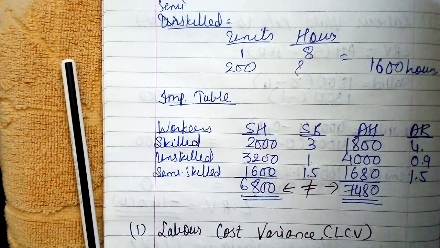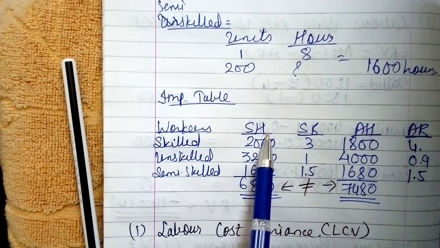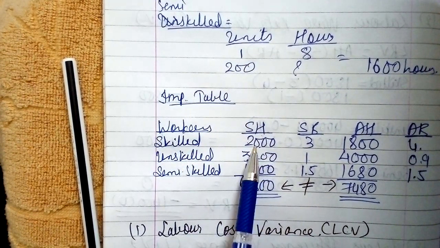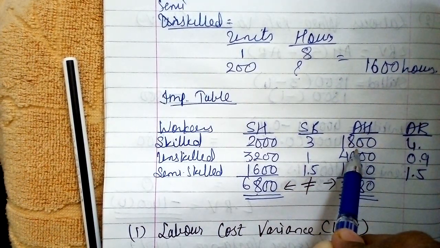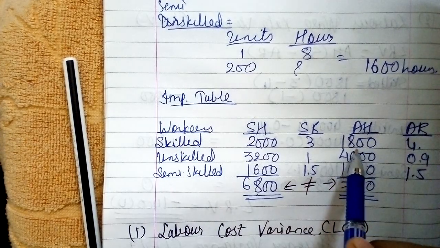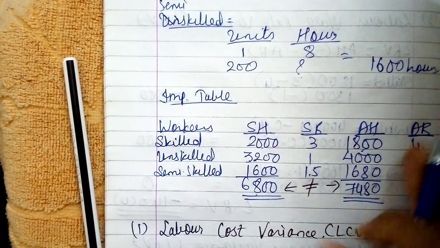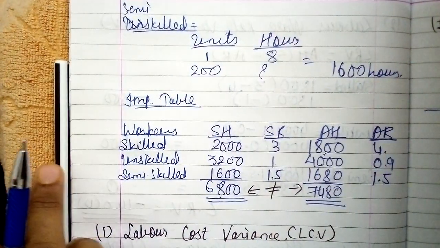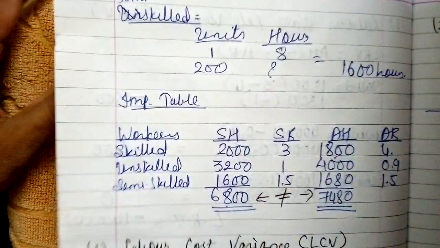How the mix variance arises? The standard hours for the skilled worker would be worked as 2000, but actually skilled workers have worked for only 1800 hours, right? So there is the problem regarding this mix variance, right? So there would be a mix variance also, so that we are going to calculate again.